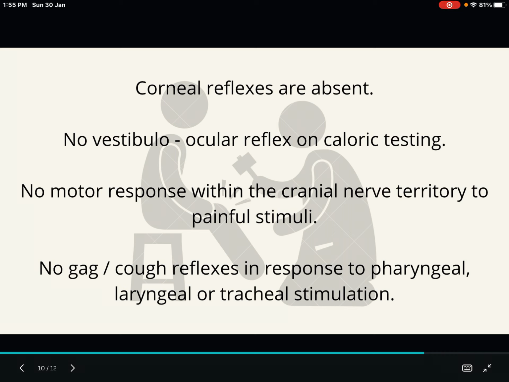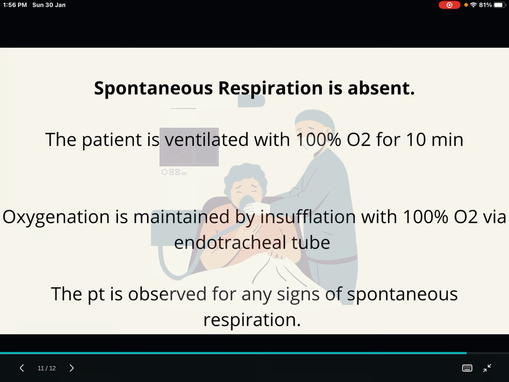How to do caloric testing, we have studied in ENT. Coming to the motor responses, there will not be any motor response within the cranial nerve territory to any painful stimuli. There won't be any gag or cough reflexes in response to pharyngeal, laryngeal, or tracheal stimulation. And the patient is unresponsive and there won't be any spontaneous respiration.